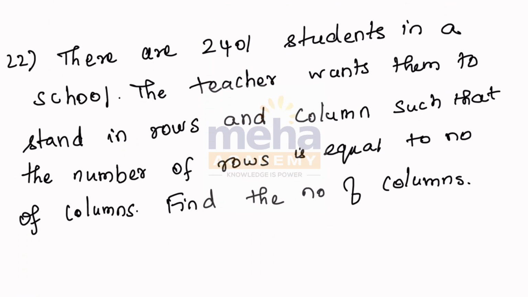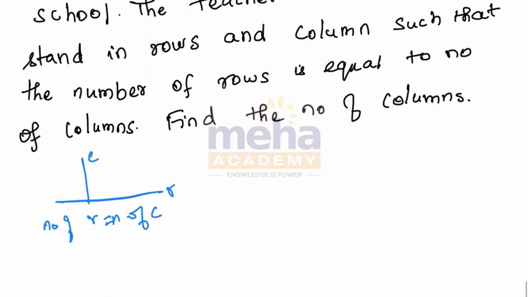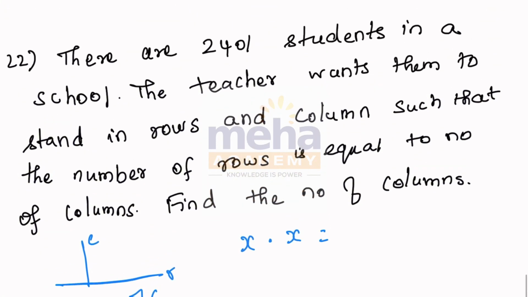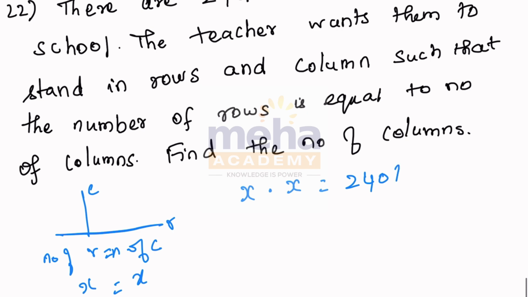So there are 2401 students in a school. The teacher wants them to arrange in rows and columns. This is row, this is column. Now they say number of rows is equal to number of columns. Therefore I keep this as x. This also becomes x. So x into x. When I multiply the rows into columns, I get the total number of students, that is 2401. So x into x is x square is 2401. If I want to find x, the square when it goes to the other side, becomes square root.